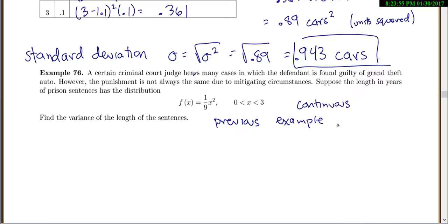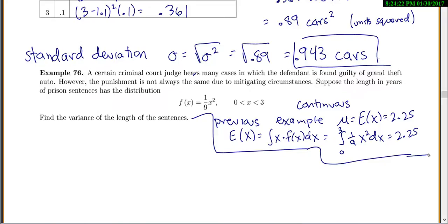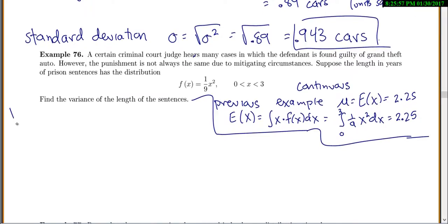In our previous example, we found that our mean is equal to the expected value of x, or 2.25. If you forgot how we did that, the expected value of x for continuous is you just integrate x times f of x dx. So we would have integrated from 0 to 3 of x times 1/9 x squared dx, and you get 2.25. Before you can find variance, you always have to find the average.